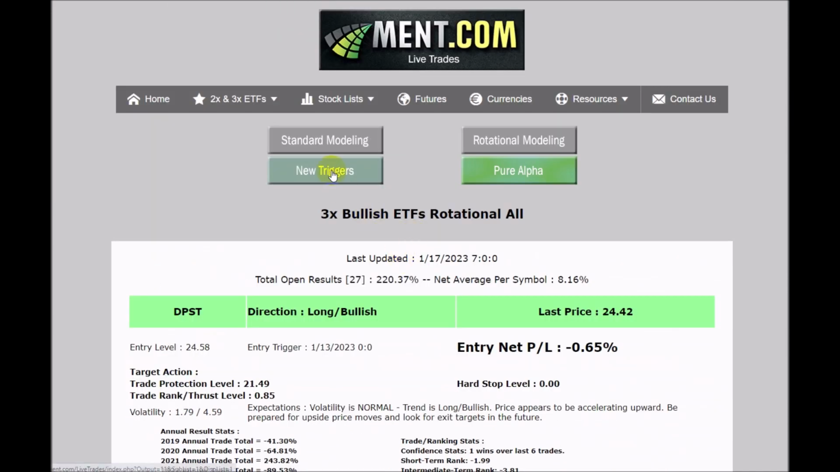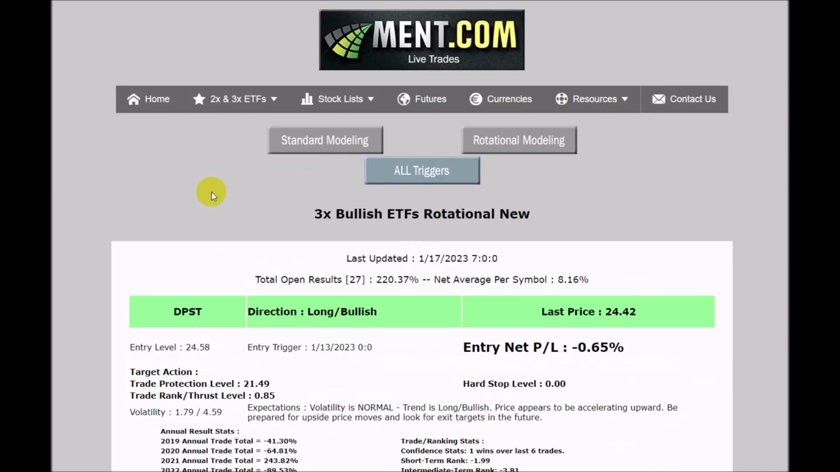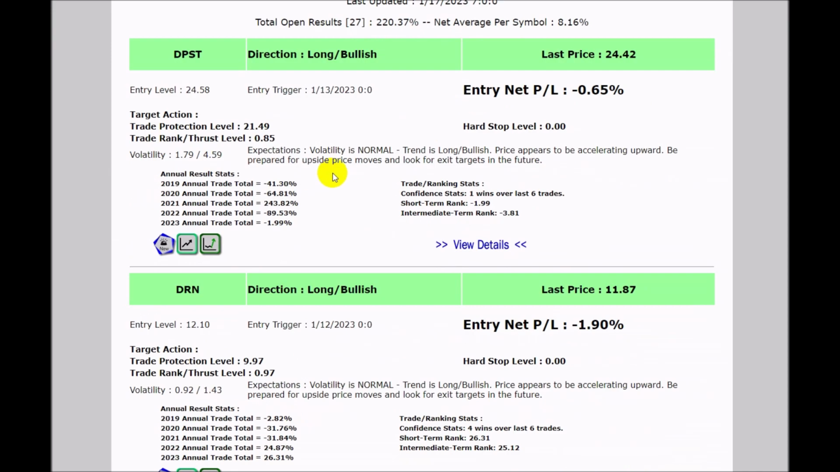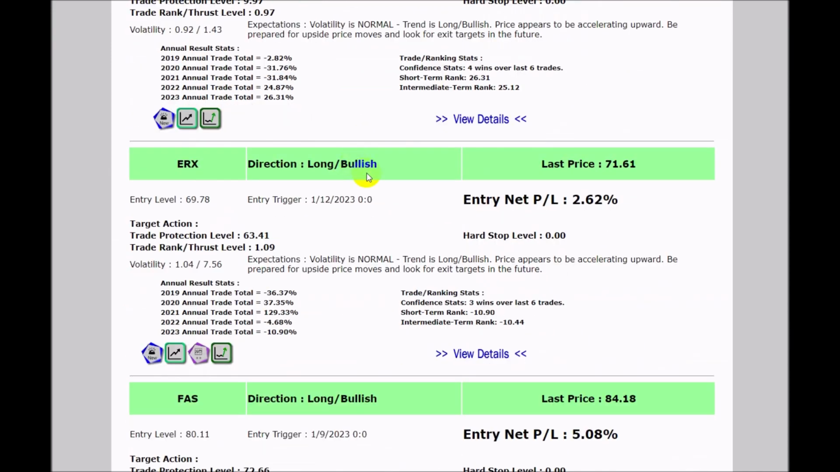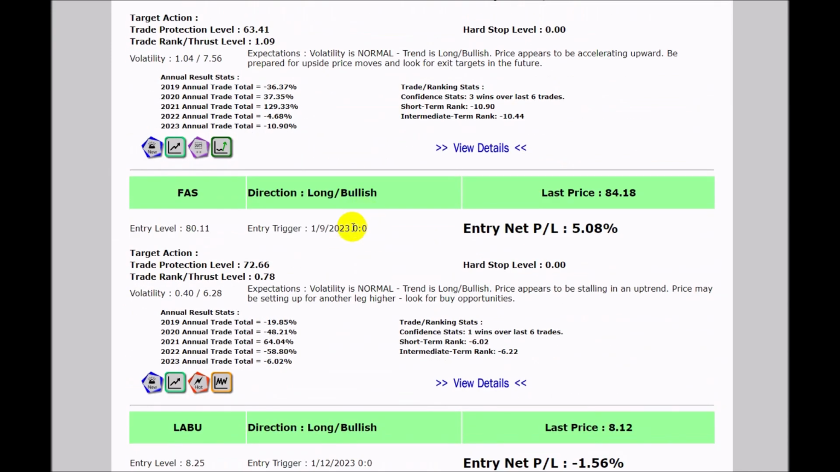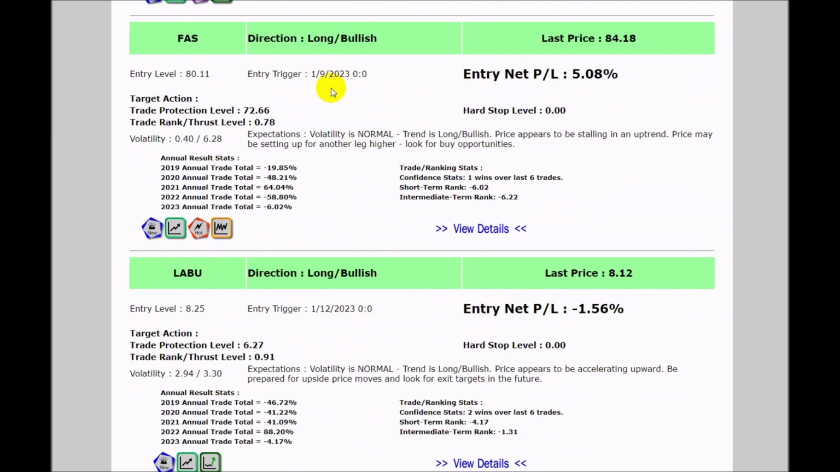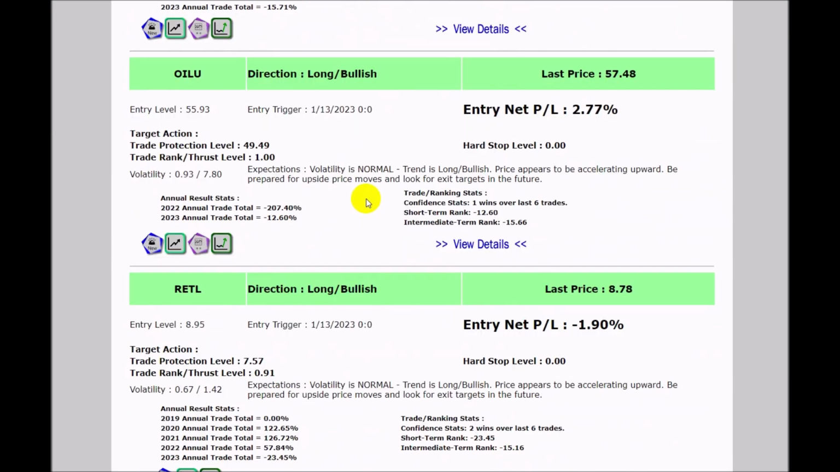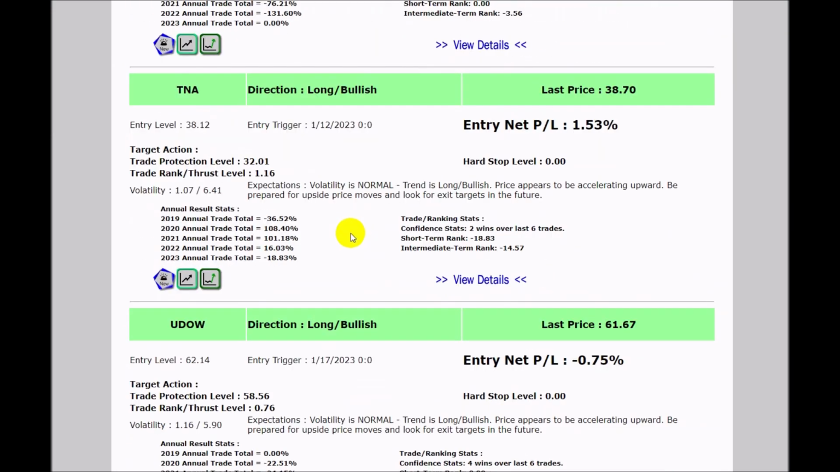You can go to new triggers, which is unfiltered, just about everything that's new. So this is within the last 4 or 5 days. And you can see what's going on. The oldest trigger here looks like the 9th. Yep. A couple of new ones. UDOW, we have a new trigger here.